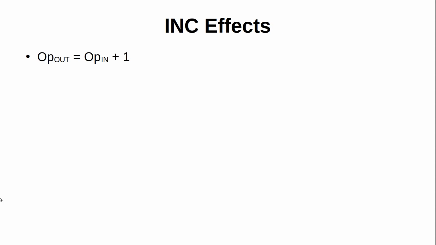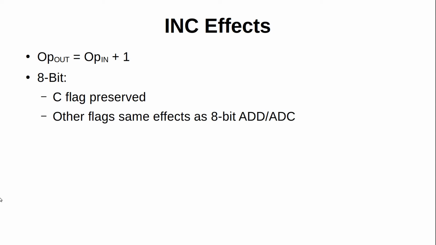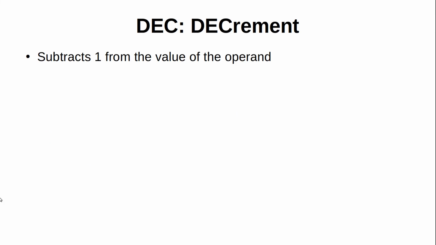The effects of INC are pretty much the same as add or ADC, except that the carry bit is left alone. It does not figure into the calculation, and for 8-bit increments the C flag is preserved, while all the rest behave the same way as any 8-bit addition. For a 16-bit increment, all flags are preserved, including the H and N bits, which are subject to change with add or ADC. We've seen even more of dec, which we have used extensively for decrementing loop indexes.